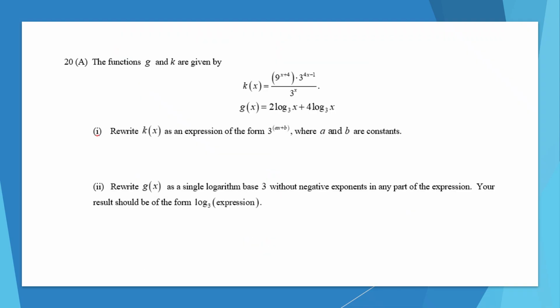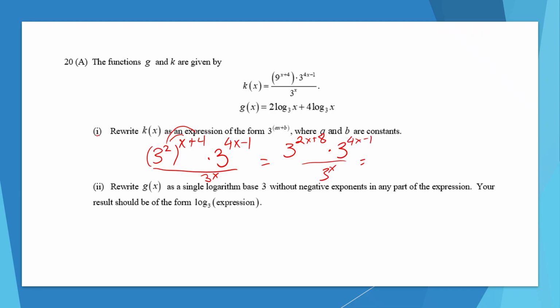All right, this next one here, we need to rewrite these two expressions and simplify them. The first one, we're putting it in the form 3 to the power of ax plus b. So rewriting this, I'm going to write 9 as 3 squared. And then this whole thing is still to the power of x plus 4 times 3 to the power of 4x minus 1 all over 3 to the power of x. This is then 3 to the power of 2x plus not 4, but 8. So remember to distribute that 2 to both terms, times 3 to the power of 4x minus 1 over 3 to the power of x.